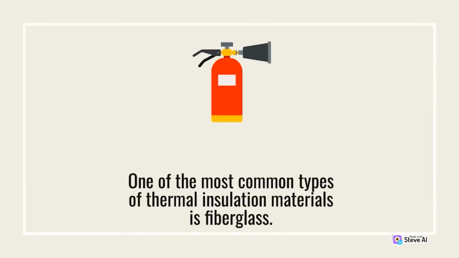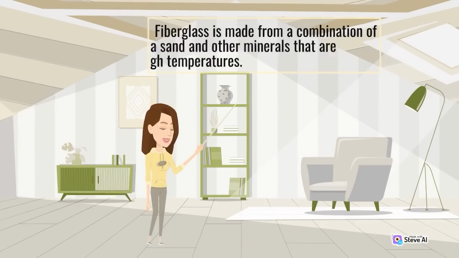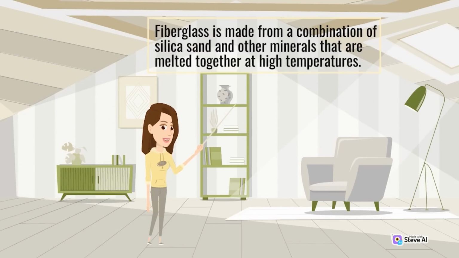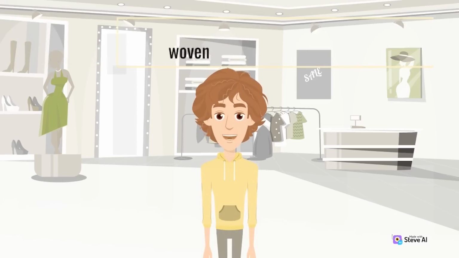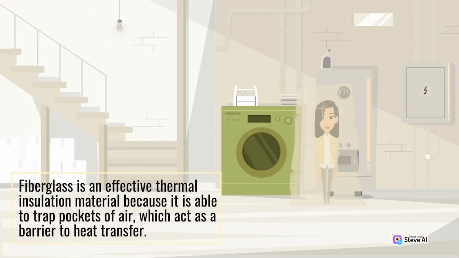One of the most common types of thermal insulation materials is fiberglass. Fiberglass is made from a combination of silica sand and other minerals that are melted together at high temperatures. The resulting material is then spun into fine fibers that can be woven into a mat or blanket. Fiberglass is an effective thermal insulation material because it is able to trap pockets of air, which act as a barrier to heat transfer.